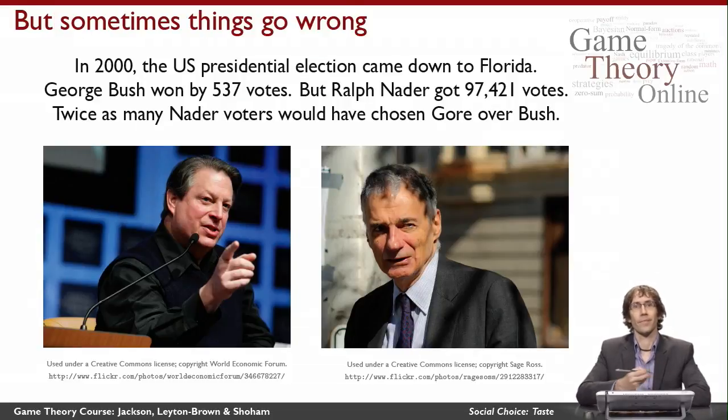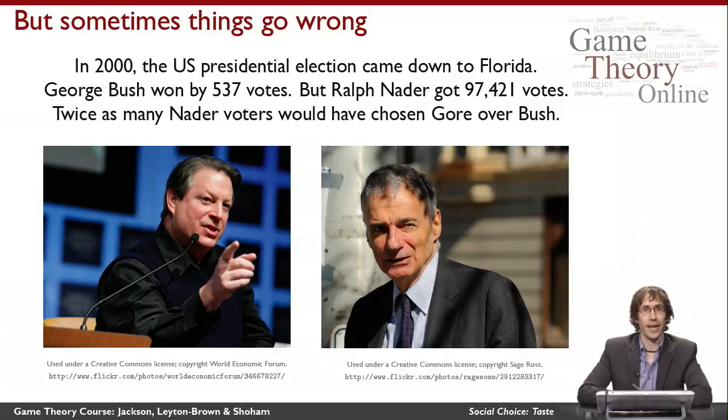Here's an example. In the year 2000, the US presidential election came down to who won Florida. And it was incredibly close. After complicated recounts and an appeal to the Supreme Court, George Bush turned out to be the winner by 537 votes. However, Ralph Nader, a third-party candidate with a pretty limited amount of support, got 97,000 votes.